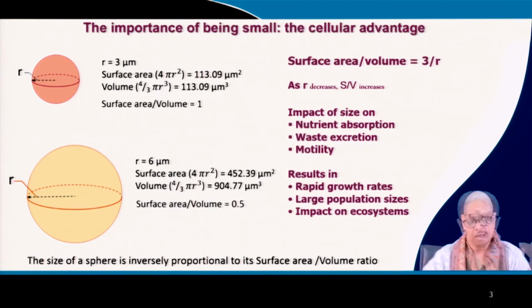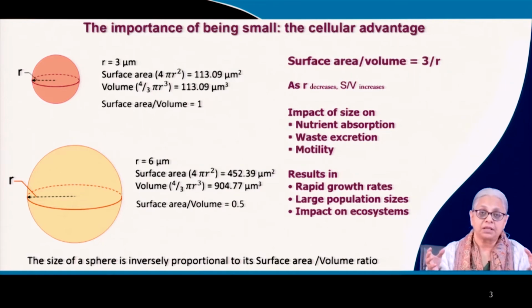So here, as the radius goes down, the surface area by volume ratio, which is also called specific surface area in engineering, will increase. So as r decreases, S by V, or the specific surface area, increases, and that is why the smaller the size of the cell, the greater the advantage in absorbing nutrients, and that's what the bacterial advantage or the cellular advantage is all about. This is the impact of size on nutrient absorption, waste excretion, and motility.